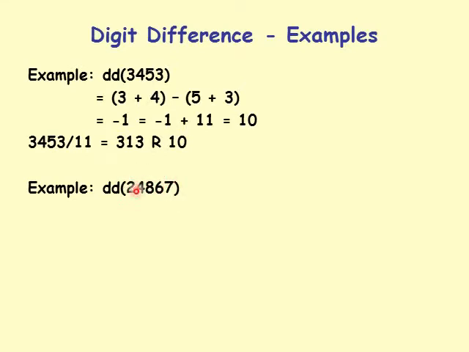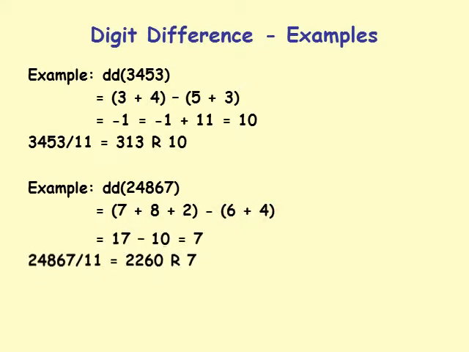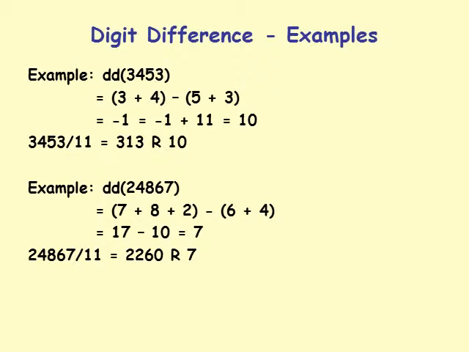Let's continue with another example: DD of 24867. Now we have a 5-digit number. The positive terms are 7, 8, and 2. 7 plus 8 plus 2 is 17, and the negatives are 6 and 4. So it's 17 minus 10, which is 7. Again, I don't have to redo the digit difference because the digit difference obtained so far is 7, which is within 0 and 10. And if you divide by 11, you get 2260, remainder 7. This remainder 7 still matches the digit difference 7. So it still verifies that the digit difference is the remainder when we divide by 11.